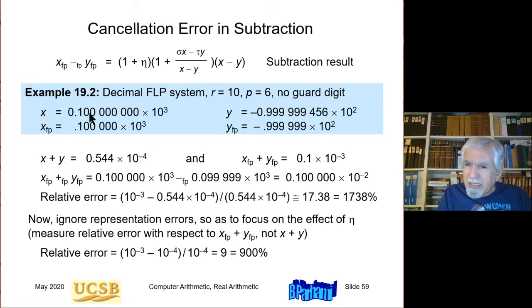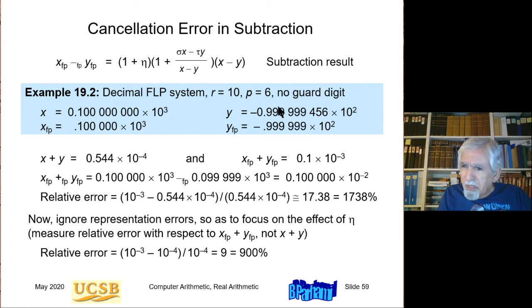Now, if x has the exact value 0.1 times 10 to the 3, its floating point representation will be exact. I just chop the 3 extra zeros and get this representation with 6 digits of precision. Let's say y is this number times 10 to the 2. If I chop it to 6 digits, I get this value.